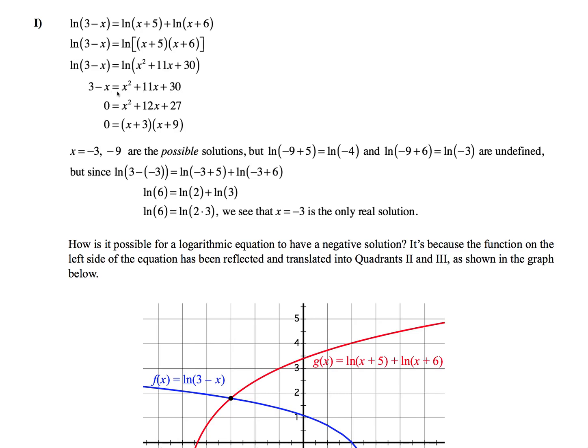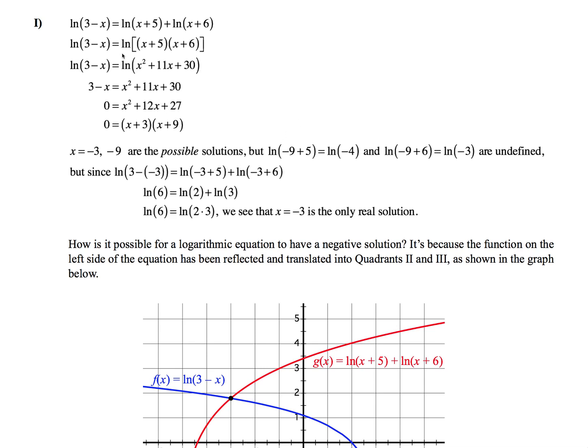And when I add x and subtract 3 from both sides of the equation, I have 0 is equal to x squared plus 12x plus 27. And when you factor that, that's x plus 3 and x plus 9. So your two possible solutions are negative 3 and negative 9. Well, if you take the logarithm of negative 9 plus 5, you get the logarithm of negative 4, and that is undefined. None of the other logarithms are defined for negative 9 either.